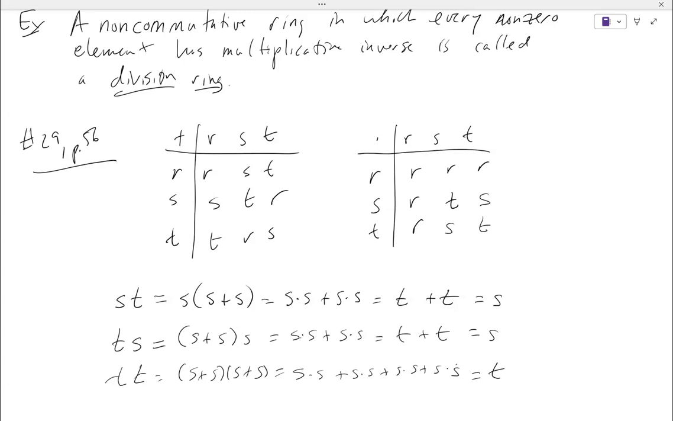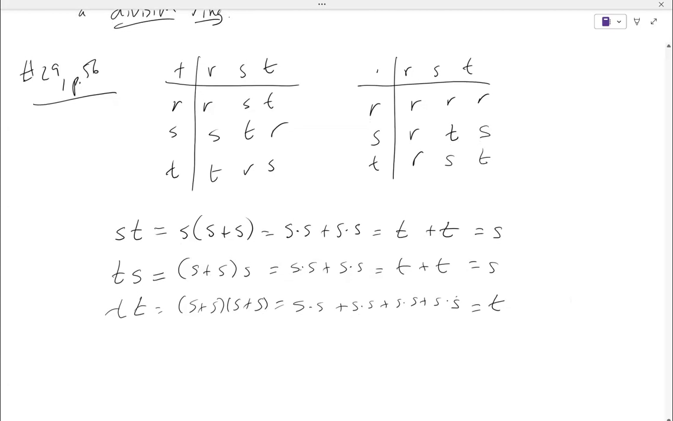Questions on that one at all? It's just a matter of playing around with the different properties, the different distributive properties. Let's do another example, and this example I think is going to look familiar to you from linear algebra, if you remember. Really, there's two of them that look the same.